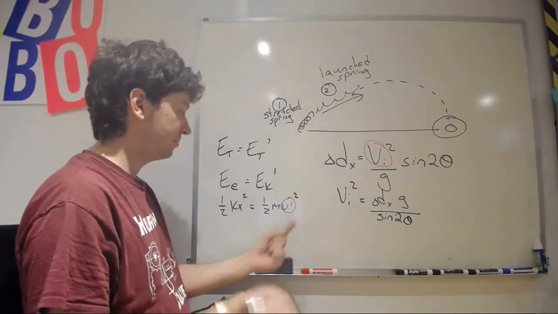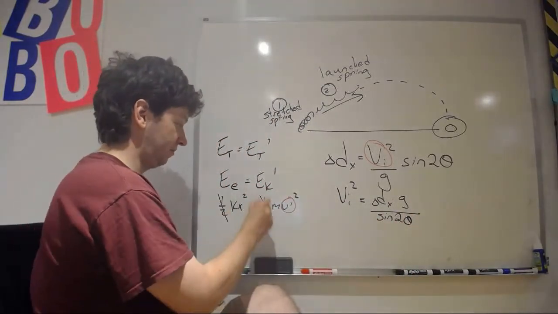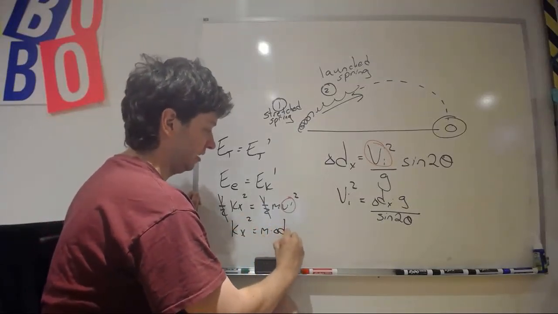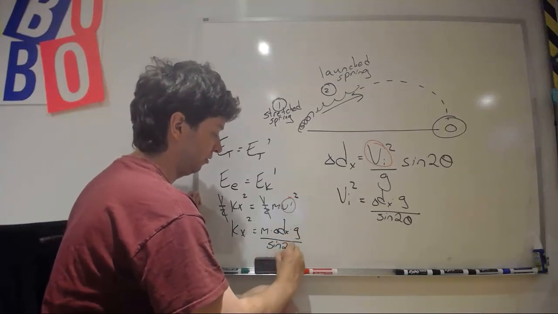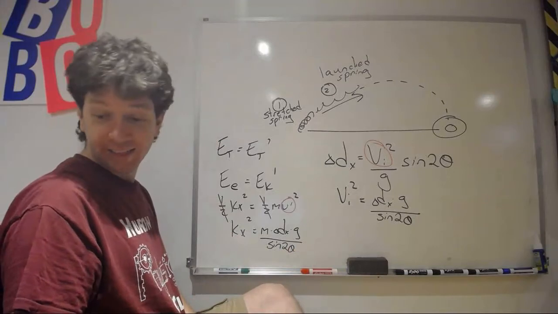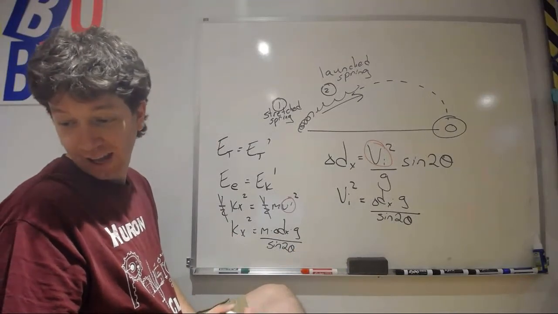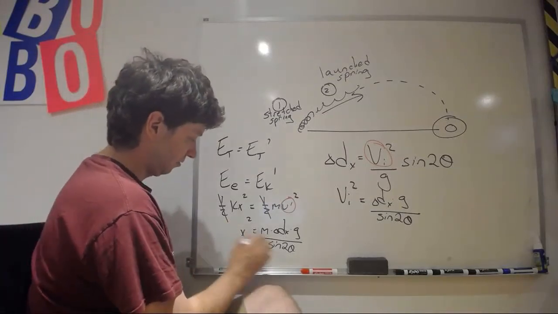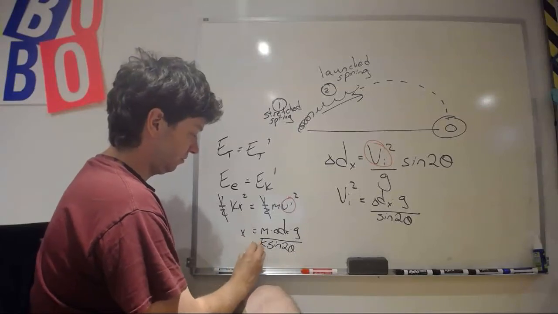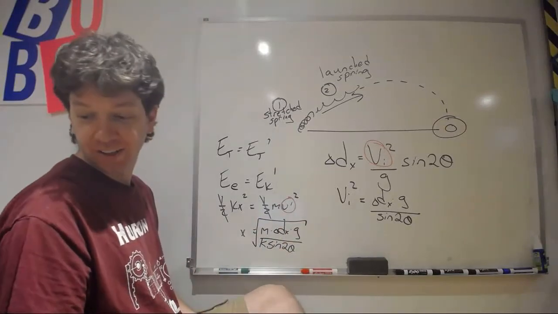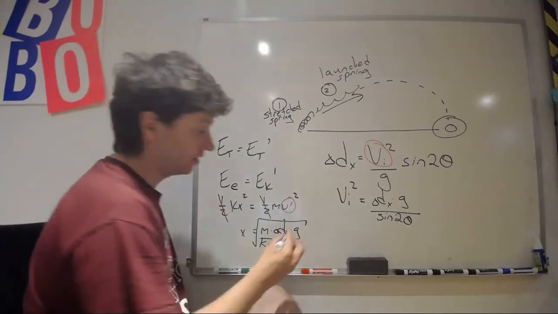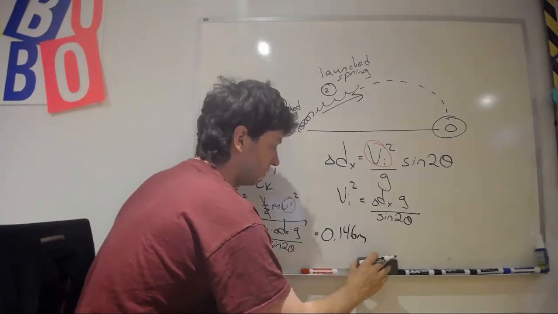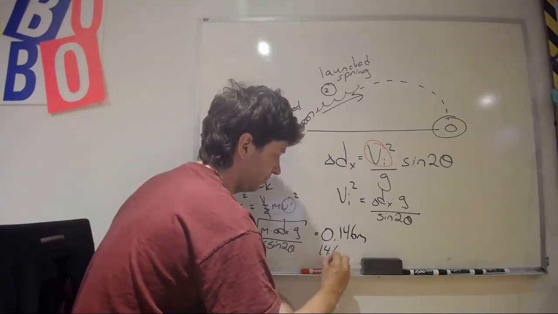We can take that and substitute it into here. The halves are going to cancel. We get kx squared equals m times delta dx times g over the sine of 2 theta. And then the question is just asking you to solve for x. So divide both sides by k, take the square root, and plug in everything you know. And you should get 0.146 meters, or if you prefer, 14.6 centimeters.